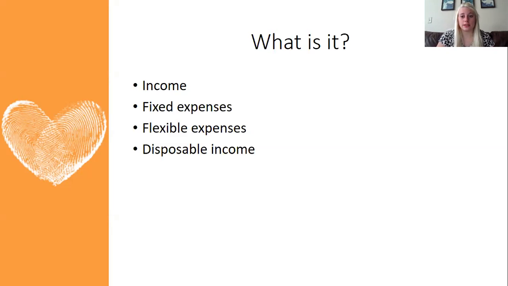Expenses, there are 2 different kinds. Fixed expenses are things that don't change. These are things typically like your rent, your car payment, insurance. Most of those things don't change from month to month when you pay them. So it's a fixed expense. You know how much it's going to be.